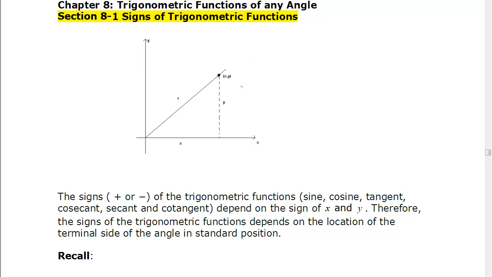In this video, we're going to start talking about trigonometric functions of any angle. So right now we've held our discussion to angles between 0 and 90, or in quadrant 1. Now we're going to see what happens if we move outside of quadrant 1.